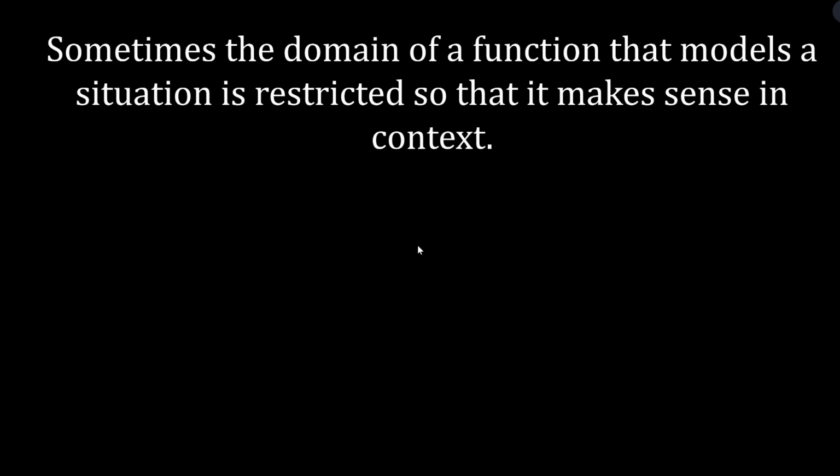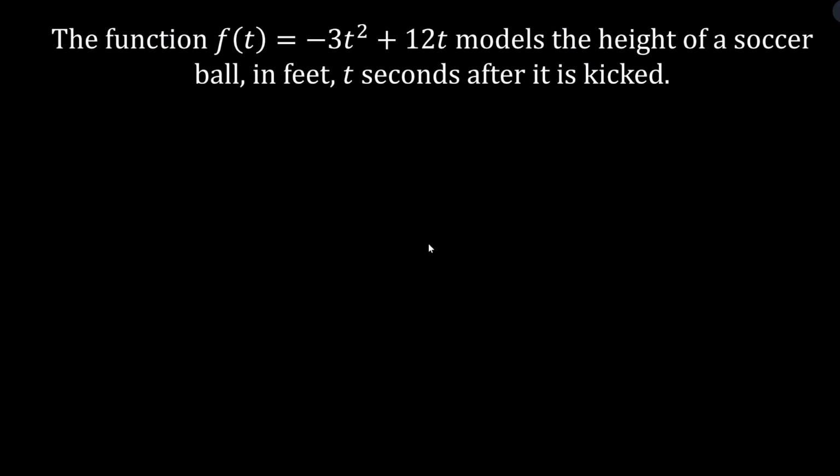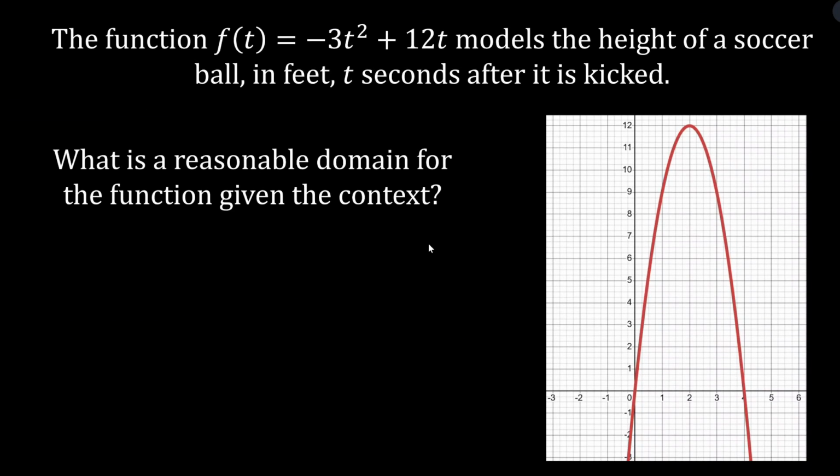And finally, let's go to our last example. I mentioned this earlier. Sometimes the domain of a function that models a situation is restricted so that it makes sense in the context. So let's look at this example. We have a function that models the height of a soccer ball in feet t seconds after it's kicked. Okay, this models the height of a soccer ball. So what is a reasonable domain for this function given the context? We want this function to model this situation. What is a reasonable domain?